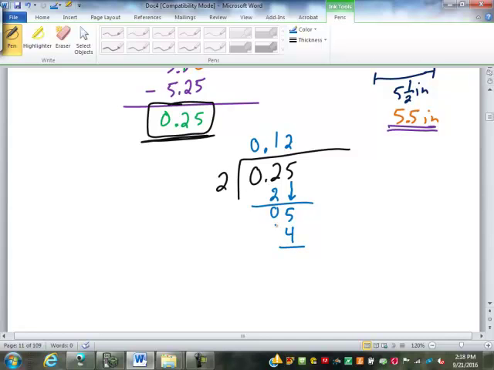2 times 2 is 4. We have 1 left over. We're out of digits, so what do we do? Add a 0. Well, if we have a decimal, it's kind of hard to put in a remainder because we don't really know what value it would be back there, do we? We can add zeros and bring it down. 2 goes into 10? 5 times, and that's exactly it. So nothing left over. So 0.125.